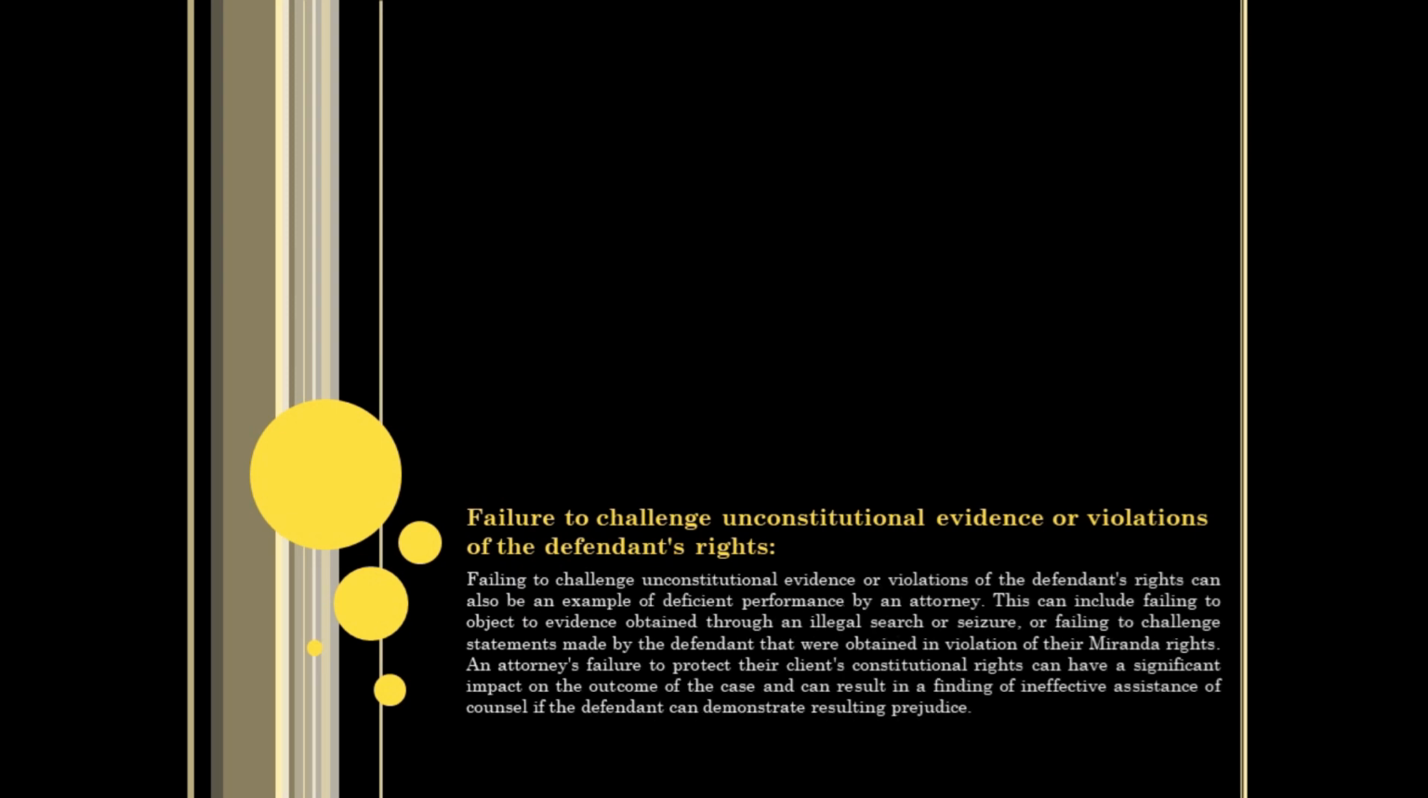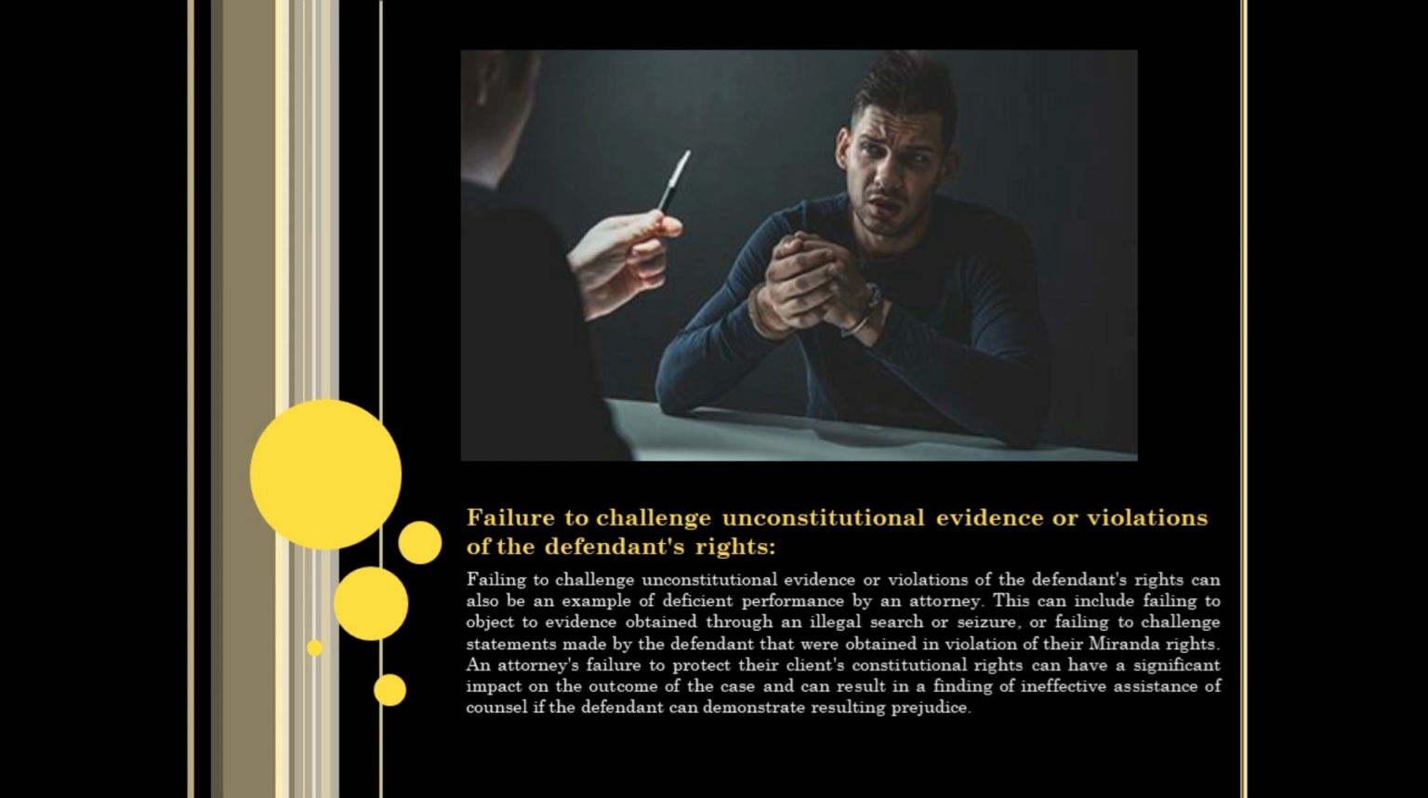Failure to challenge unconstitutional evidence or violations of the defendant's rights. Failing to challenge unconstitutional evidence or violations of the defendant's rights can also be an example of deficient performance by an attorney. This can include failing to object to evidence obtained through an illegal search or seizure, or failing to challenge statements made by the defendant that were obtained in violation of their Miranda rights.